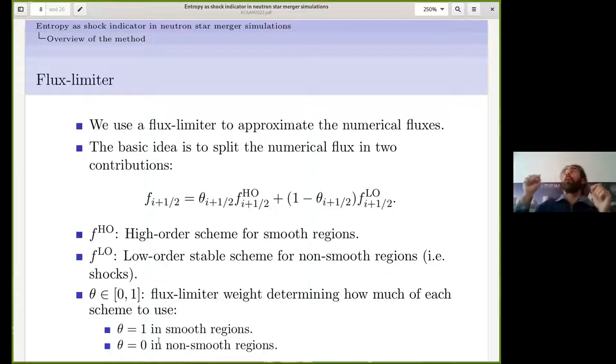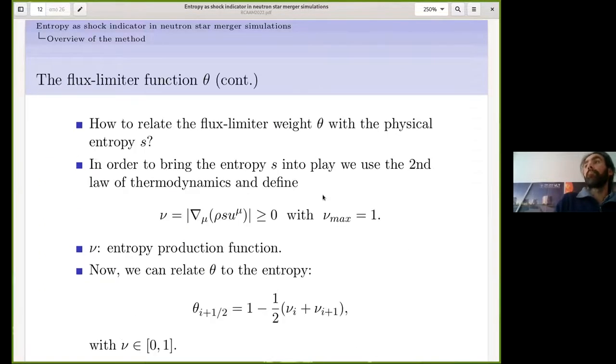And then theta tells us, okay, we get rid of the first term, and then we have only the lower order scheme, which is stable on this shock. So actually this ansatz is consistent with the requirements we had at the beginning when we defined theta in the flux limiter. So I'm done with the overview of the method, and now I'll show you how we can apply this method to some special relativistic tests, to GR tests, and then we'll see what happens when we have a binary system.